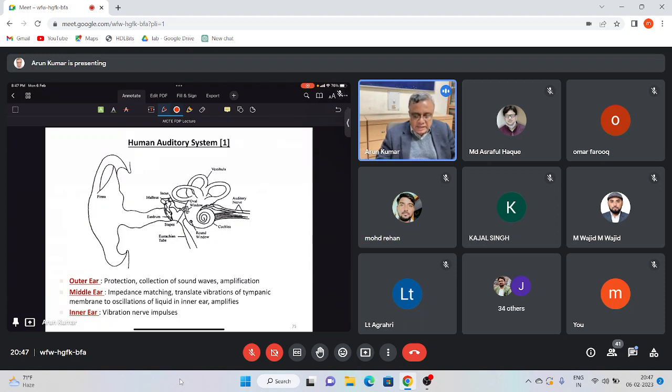Briefly then, the human auditory system, which has been sketched over here, comprises the outer ear, whose job is to provide protection to the overall ear. It collects sound waves preferentially coming from the front, amplifies them, and funnels the sound wave into the ear towards the eardrum. The outer ear ends at the eardrum, which vibrates based on the sound that is funneled into it.